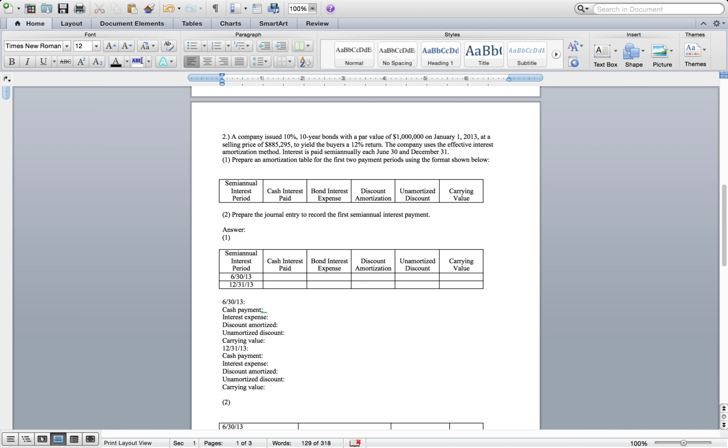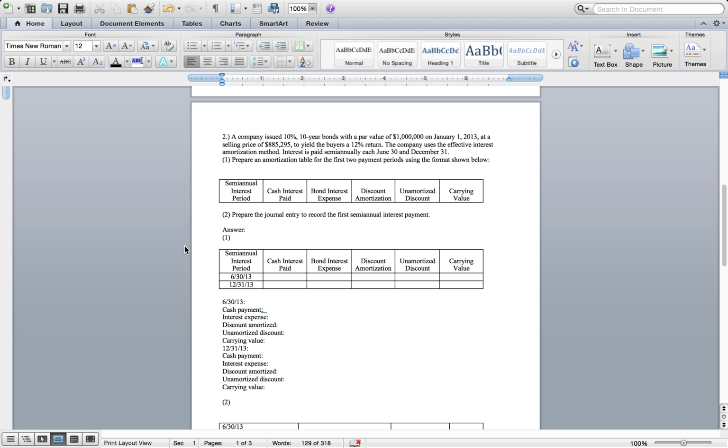So the company issued 10% 10-year bonds with a par value of $1 million on January 1st, 2013. They were sold at $885,295. The buyers are given a 12% return. Company used effective interest amortization method. Interest paid semi-annually. Okay. So we've got to make a chart here. Okay, so we start the first part.